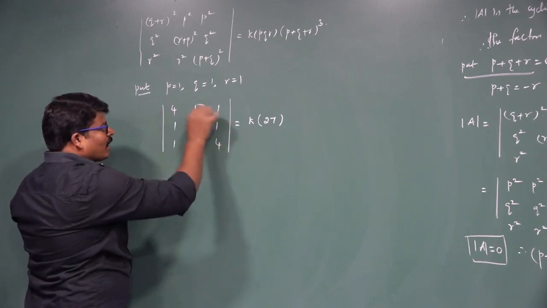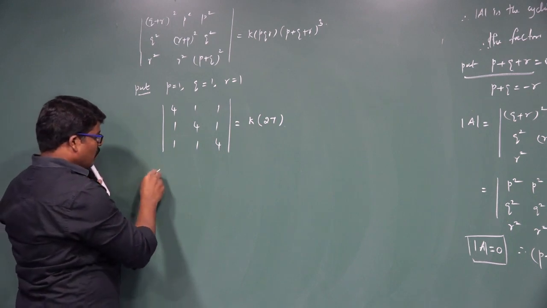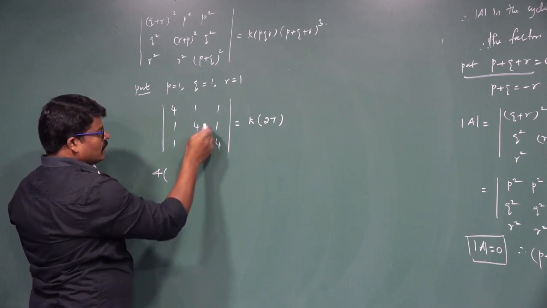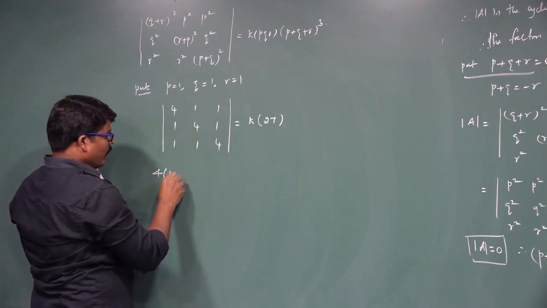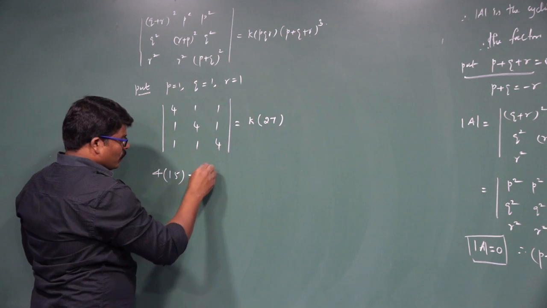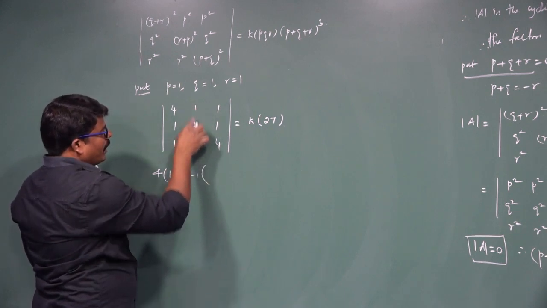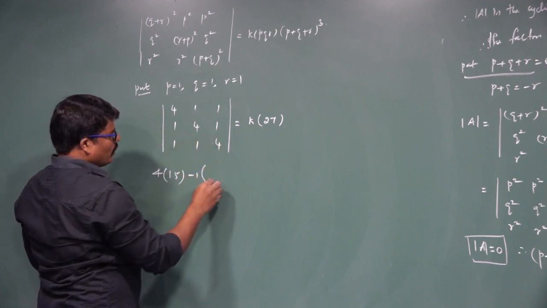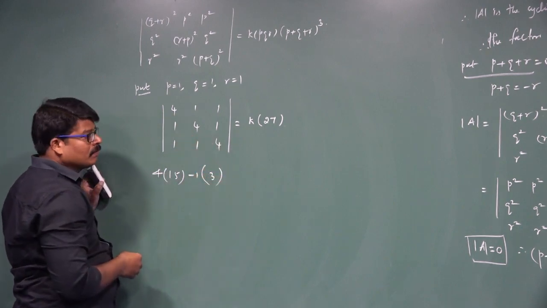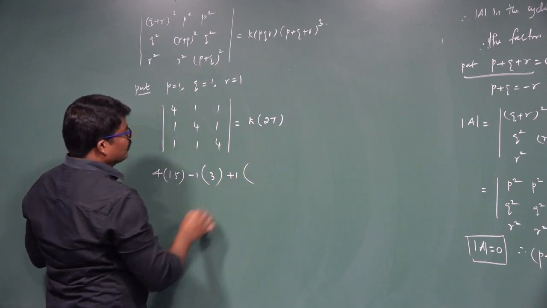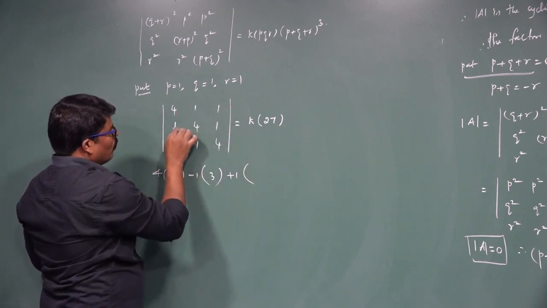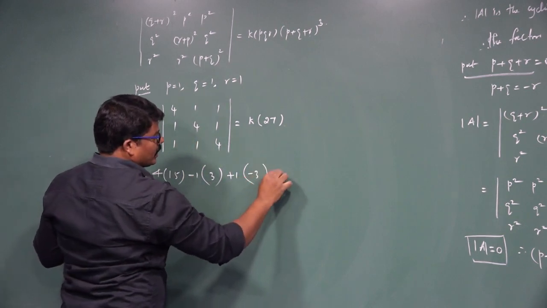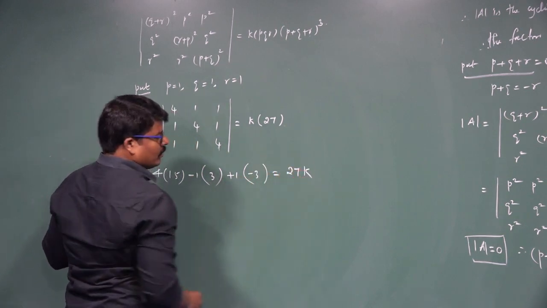Next, expanding the determinant. 4 into 4, 4 4s are 16. 16 minus 1 is 15. Minus 1 into, eliminating column and row, 1 1 1 4. 1 4s are 4, 4 minus 1 is 3. Plus 1 into, eliminating column and row, 1 4 1 1. 1 1s are 1, 1 minus 4 is minus 3, equal to 27K.